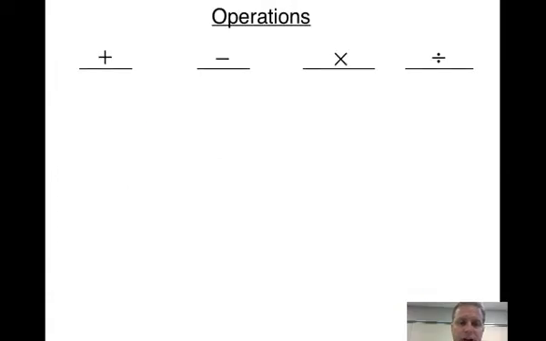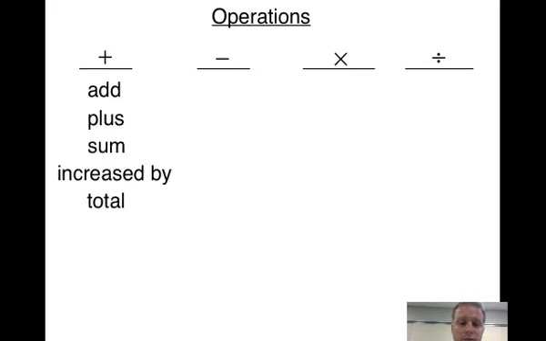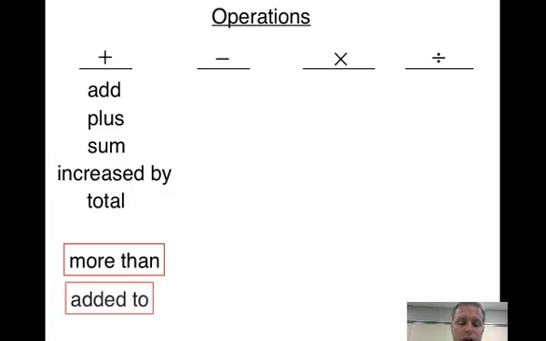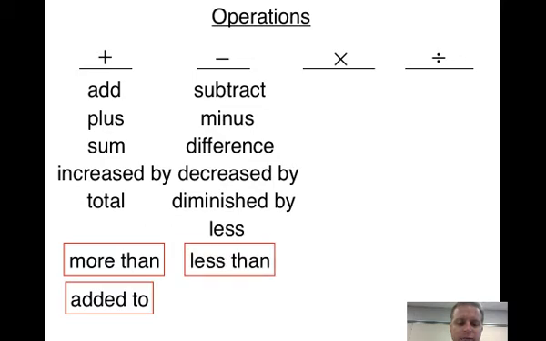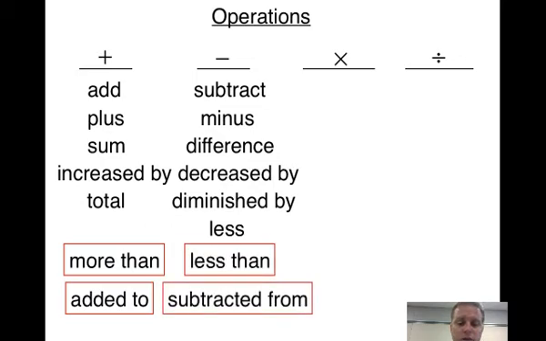Operations. We have adding, subtracting, multiplying, and dividing. Different words to represent those are add, plus, sum, increased by, total, more than, added to. For subtraction, we have subtract, minus, difference, decreased by, diminished by, less, less than, or subtracted from.